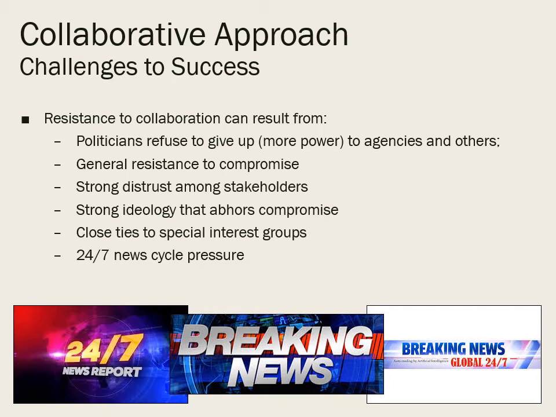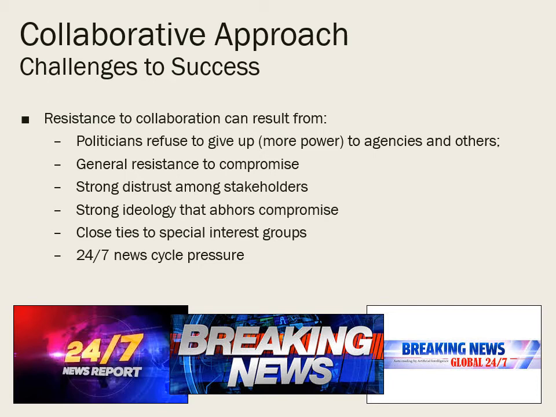Strong distrust amongst different stakeholders is a big challenge to collaborative policymaking. Strong ideology hinders or even kills collaboration. If a politician has absolute belief in his correctness, moral, political, ethnic, whatever, why compromise? If you feel that you are absolutely right, then you might not compromise.